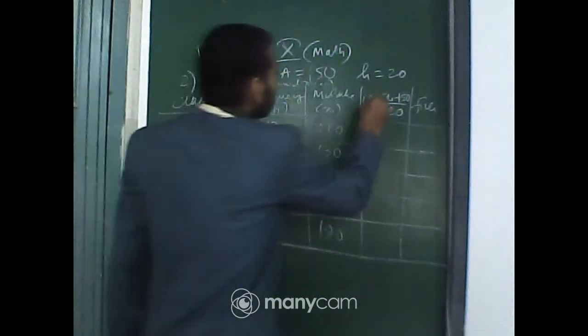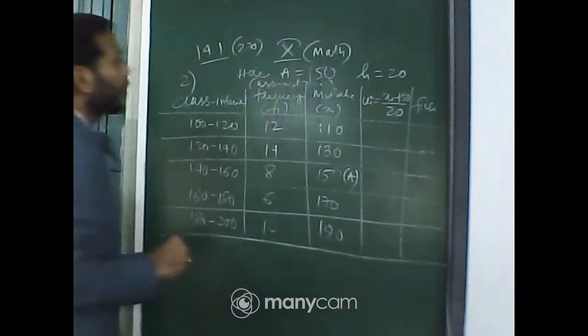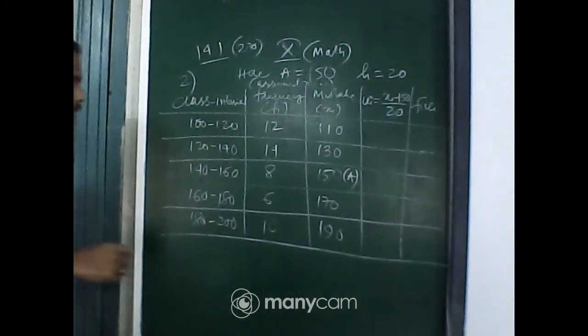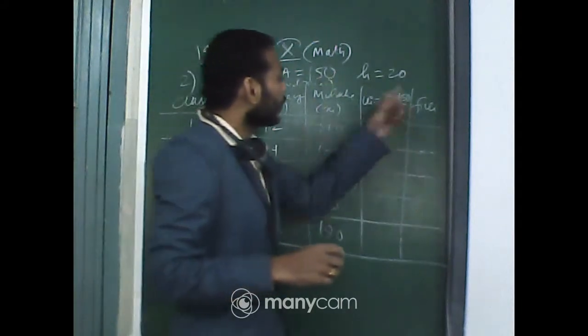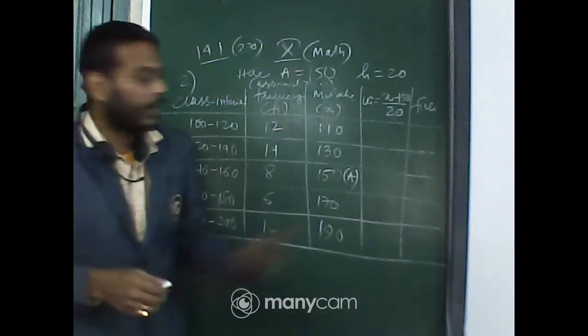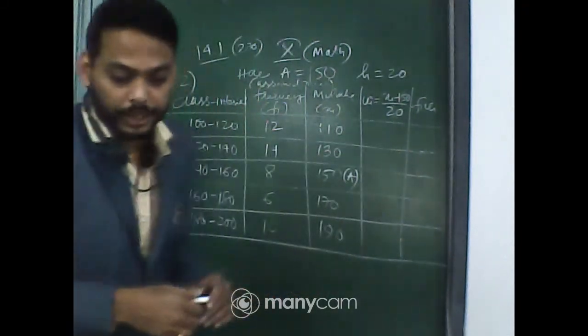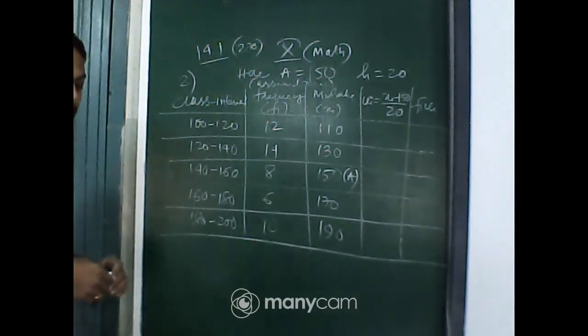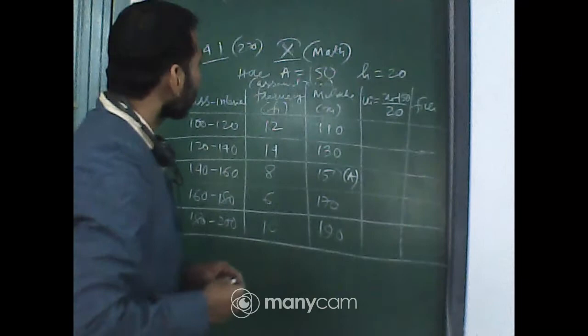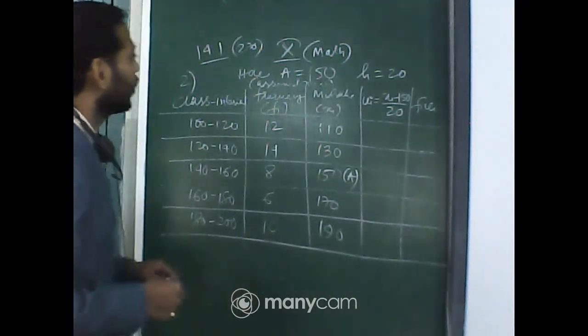Now use this formula, ui equals xi minus 150 by 20. With this 150 we can change the origin, and dividing by 20 means scale change. Origin change and scale change. In statistics, these are called origin change and scale change. Now tell me the calculation one by one.